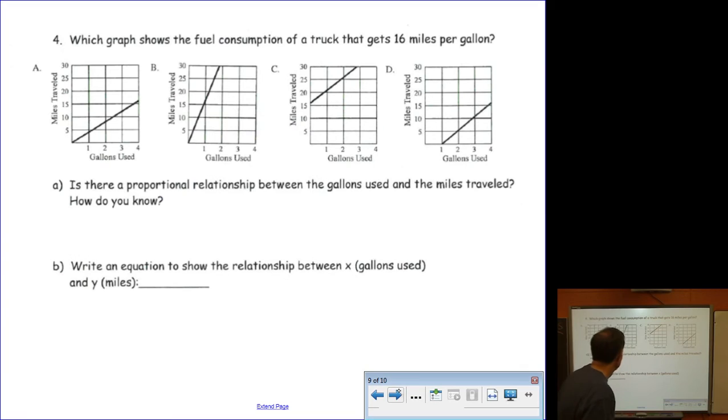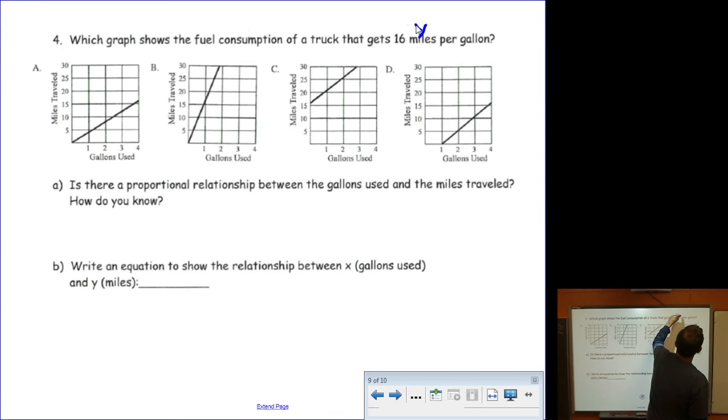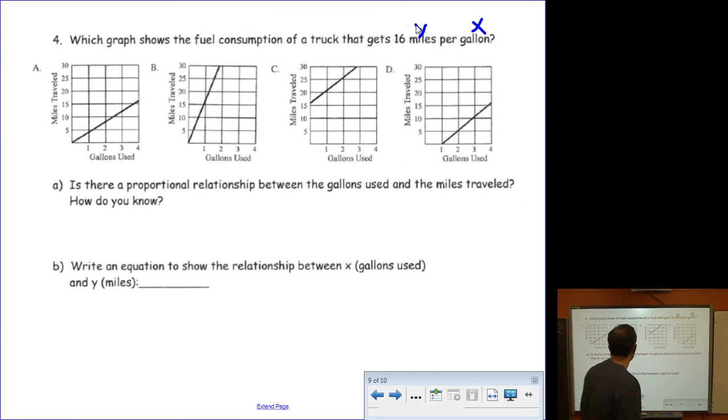All right. Number 4, 16 miles per gallon. So again, this is my y, this is my x. They've all got miles and gallons this time. So let's look at the lines.